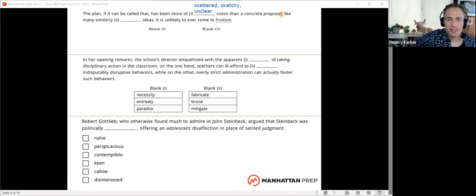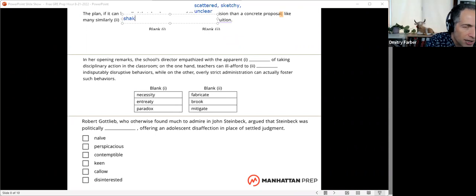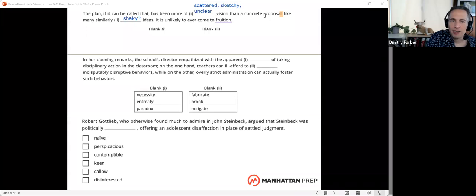But I might also look back and say, hey, I didn't know what fruition meant, but I got the idea. It was a shaky plan. And like many similarly shaky ideas, right? It's unlikely to ever, well, probably something meaning about it actually happening, right? So even if I had never heard the word fruition in my life, I might still get the idea that it's a bad plan, and bad specifically in the sense of not concrete. And like many similarly bad, not concrete ideas, it's probably not going to happen.